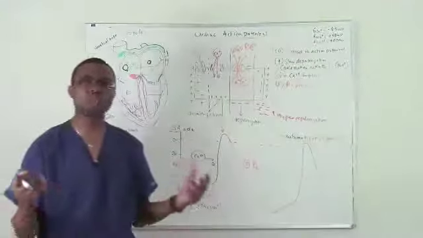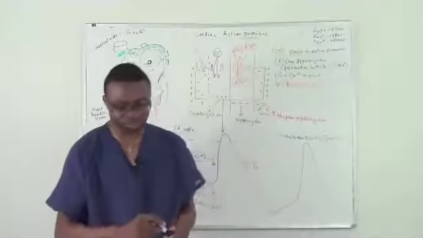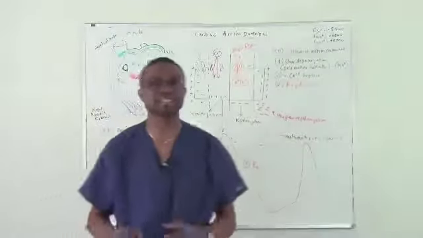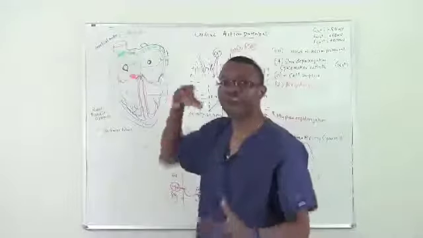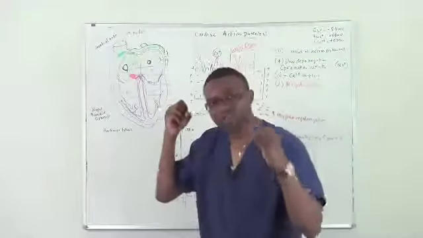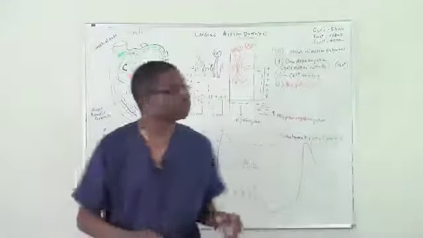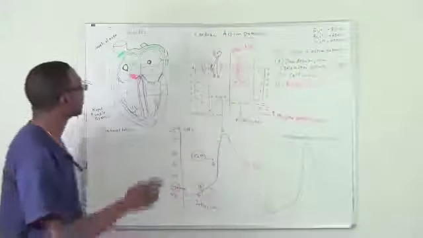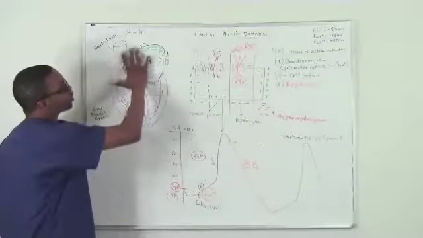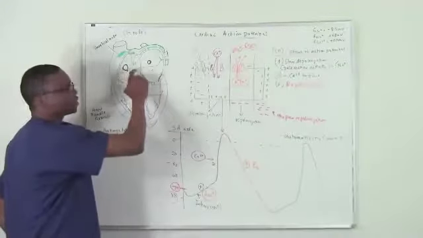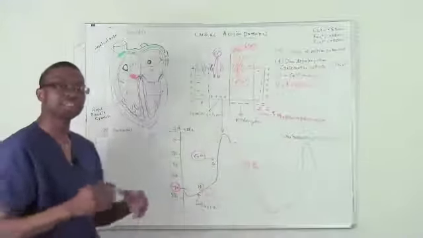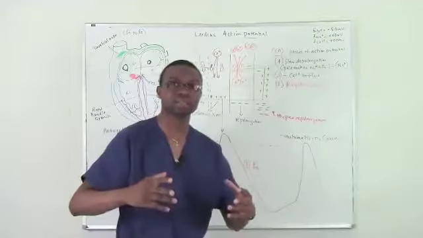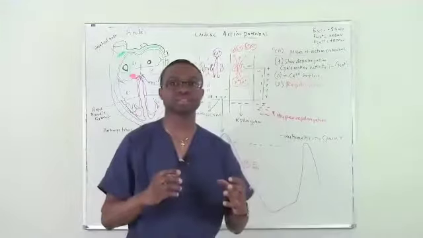Now, what does this all mean? All these fancy words I'm throwing around. All it means is when the SA node fires, right? The SA node is going to fire. Well, for it to fire, it has to depolarize first. When it depolarizes, that depolarization is going to spread. It's going to spread to the atrium. When the atrium gets depolarized, the atrium is now going to contract.